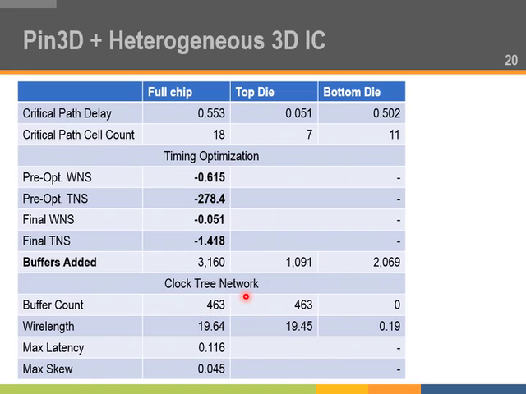The clock tree network is completely on the 15 nanometer die to avoid any variations in the clock, and that's what we are showing here, where the clock wire length is on the top die, and all the clock buffers are on the top die. So we are able to optimize heterogeneous 3D IC design using our Pin3D flow.